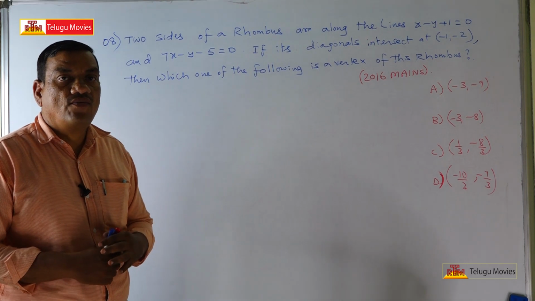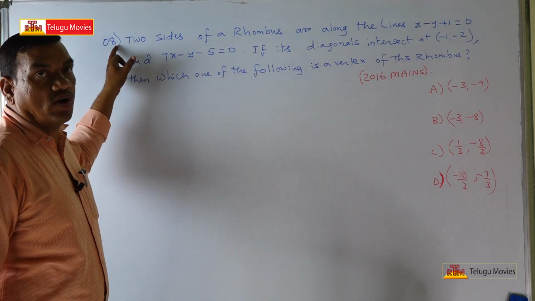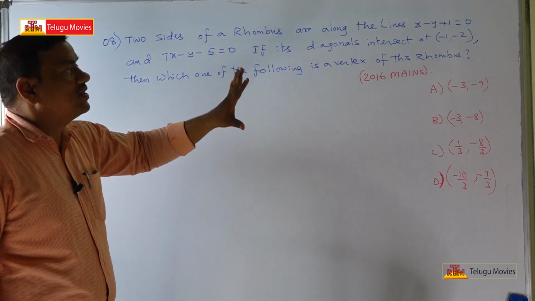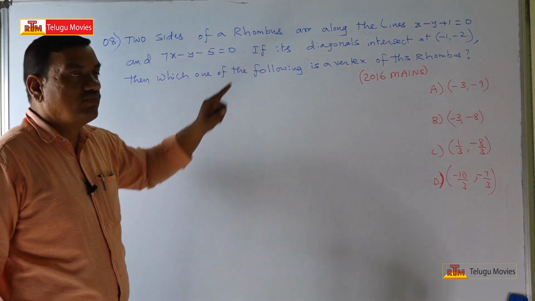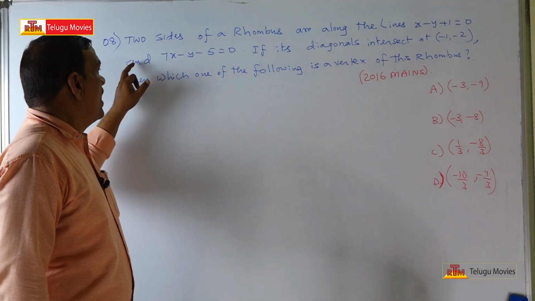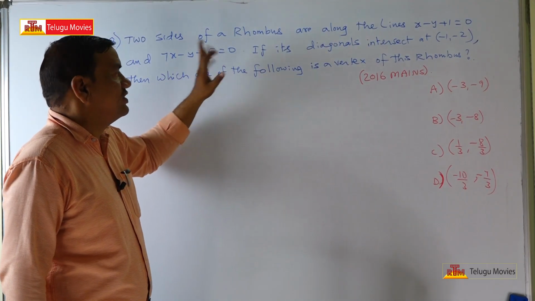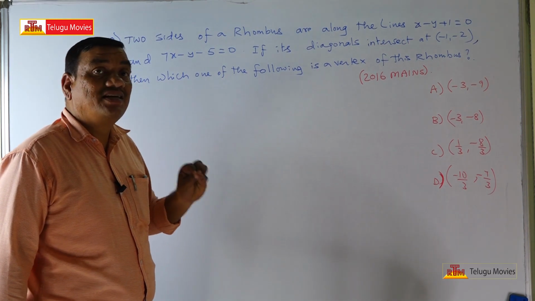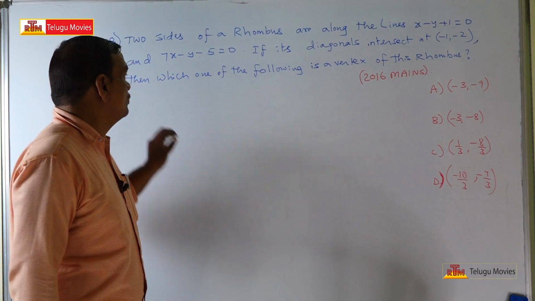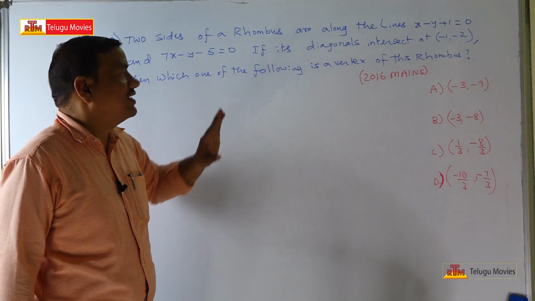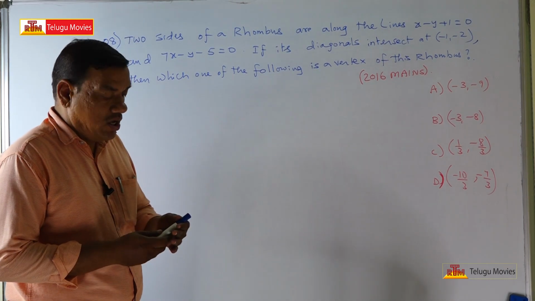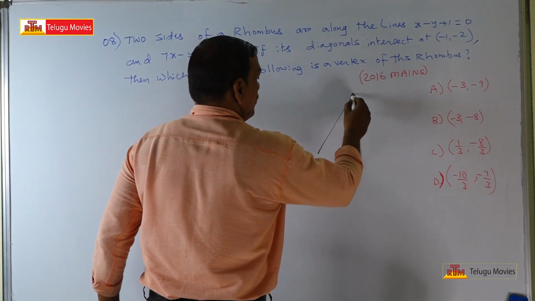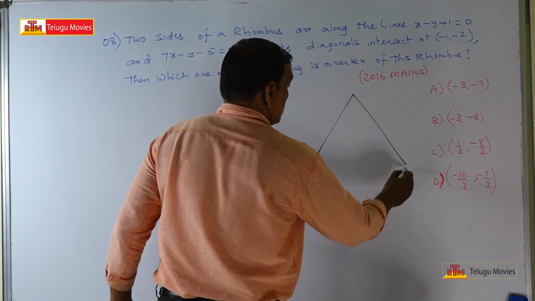Dear students, welcome to the 8th problem of today's class. Two sides of a rhombus are along the lines x - y + 1 = 0 and 7x - y - 5 = 0. If its diagonals intersect at (-1, -2), then which one of the following is a vertex of this rhombus? On the whole, it is a problem related to a rhombus. Yes, I am going to draw the rhombus.